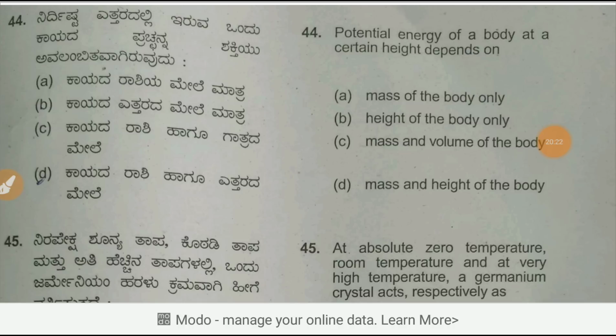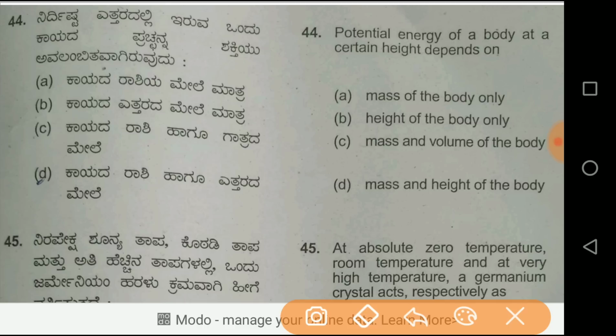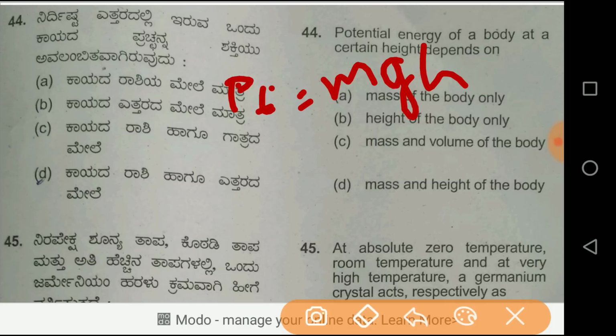Then next question: potential energy of a body at a certain height depends on what? The formula for potential energy is PE equals mgh. PE equals mgh. Dear friends, by knowing this formula, we can easily calculate potential energy, and also the factors the potential energy depends on. First one is mass, and then height. As the mass increases, the potential energy also increases. As the height increases, the potential energy also increases. As the mass decreases, potential energy also decreases. Therefore, potential energy depends upon mass and height. Here the alternative is D. D is the right answer.